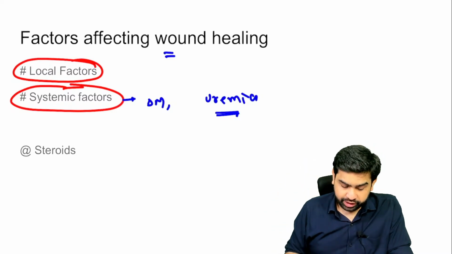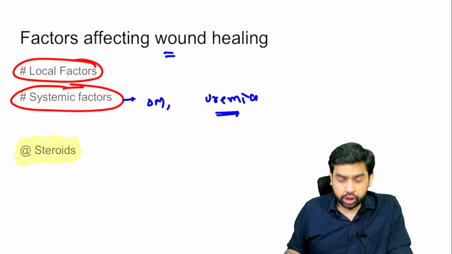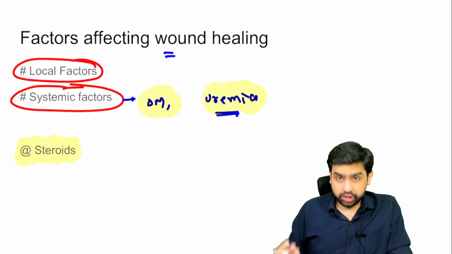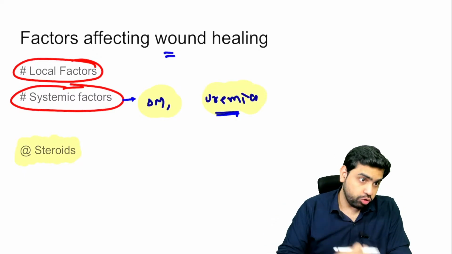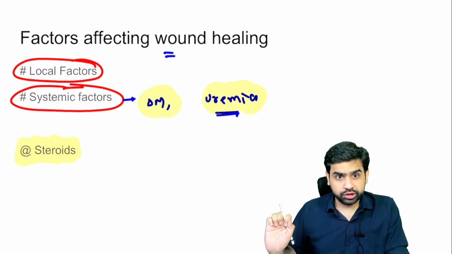Now, one thing which they had asked you: medications. Which medication is going to delay wound healing? It is the steroids. So do remember this: diabetes mellitus, then uremia, and steroids is a medication which is going to delay wound healing. That is something you need to understand over here. I hope you have understood this particular point, right?